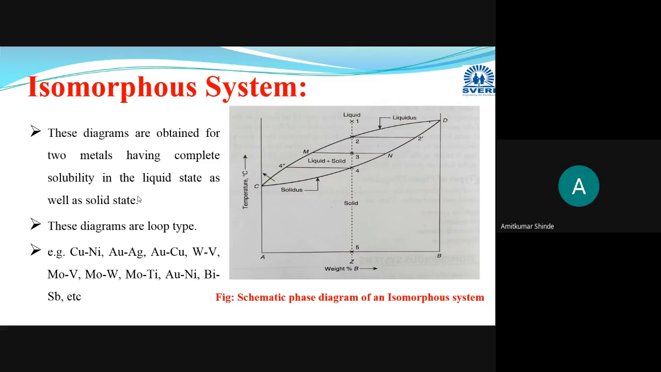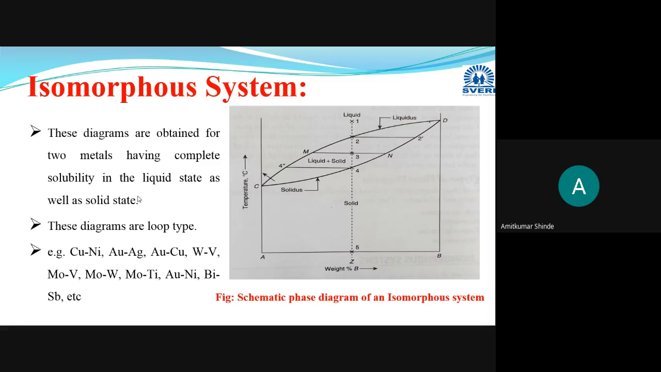Now, for example, we have already seen this example in the procedure for plotting the equilibrium diagram, that is copper and nickel. Copper and nickel will be completely soluble in each other in the liquid state and also in the solid state. Whenever that alloy is in the liquid state, you will get only a single liquid, and whenever it is in the solid state, you will get only a single solid.